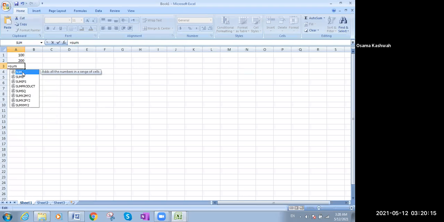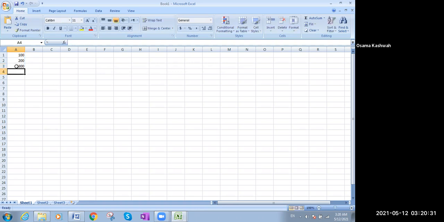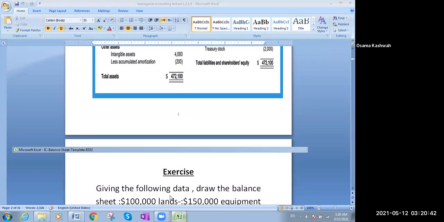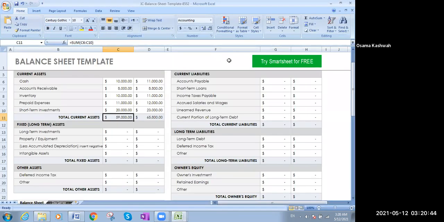Here is the SUM. Then A1, here we go, A1 to A2. Then I will close the brackets. Then I will press enter. It gave me 300. The same idea which we do here is the same idea which we are doing now in our balance sheet, in our Excel sheet, on that template which I showed you.